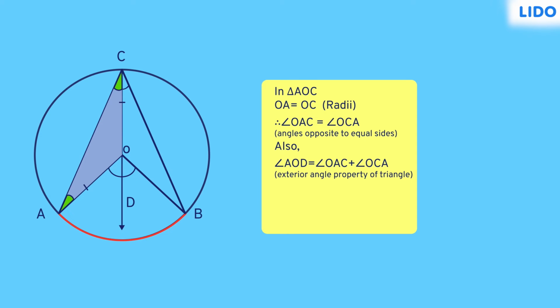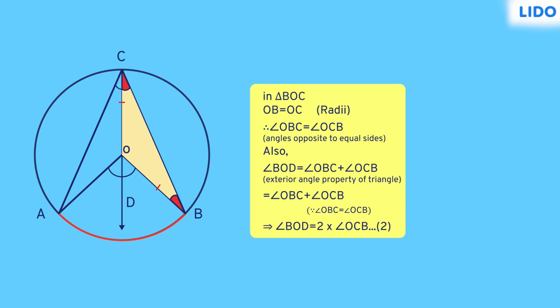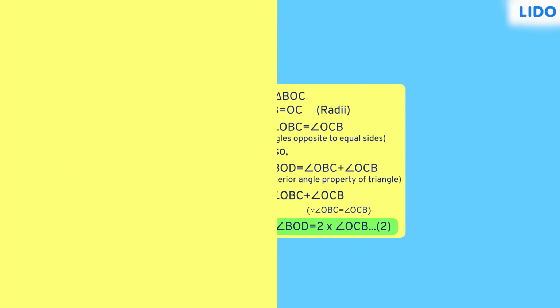Now, the exterior angle AOD is equal to the sum of interior opposite angles OAC and OCA. Since these two angles are equal, we can write it as 2 times angle OCA. Let's mark this as equation 1. Similarly, in triangle BOC, angle BOD is equal to 2 times angle OCB. Let's mark this as equation 2.